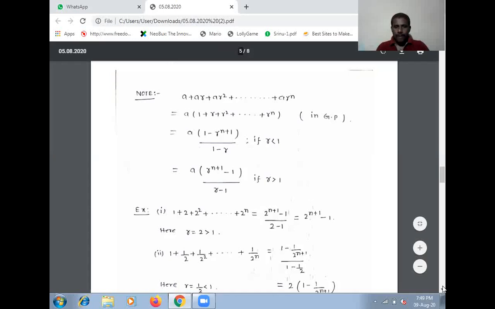Now I am giving two examples. So the first example goes to the case R greater than 1. What is the example here? 1 plus 2 plus 2 square plus and so on 2 to the power of n. Here R equal to 2. So 2 is always greater than 1, so we can use the second formula. Here A equal to 1 and R equal to 2. So 2 to the power of n plus 1 minus 1 by 2 minus 1 equals 2 to the power of n plus 1 minus 1.